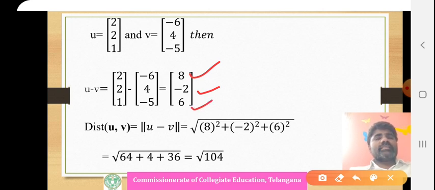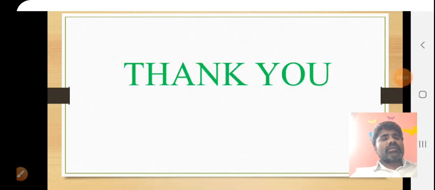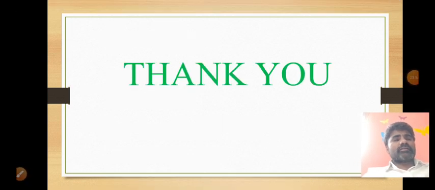Now its length, distance of u and v, is norm of u minus v, which is the square root of 8 square plus minus 2 square plus 6 square, that is equal to the square root of 64 plus 4 plus 36. It is equal to the square root of 104. This is the norm of the vector.